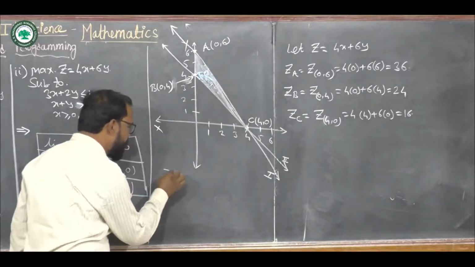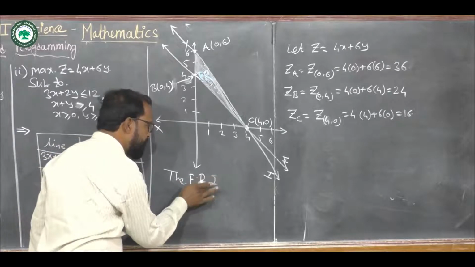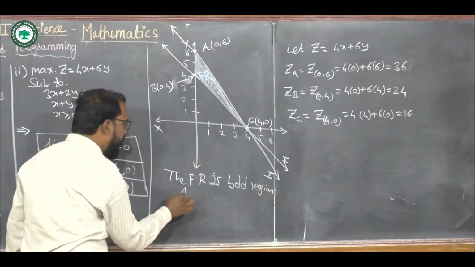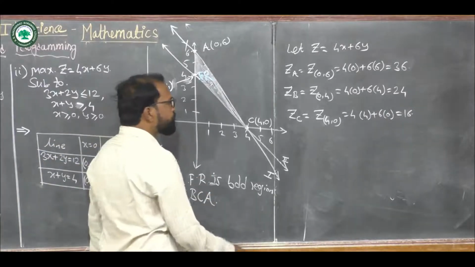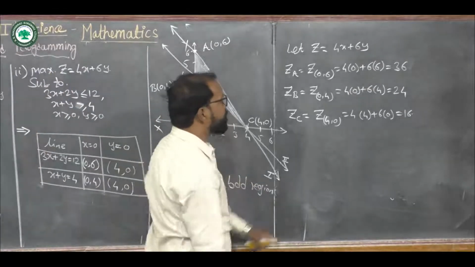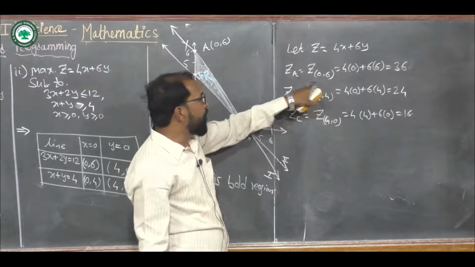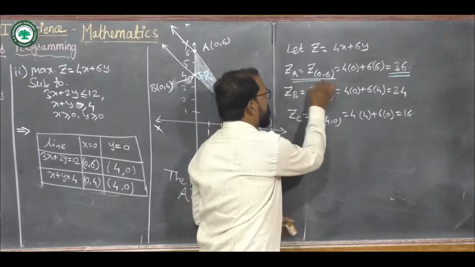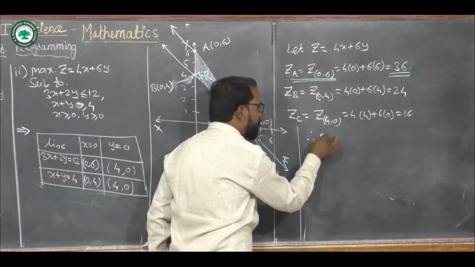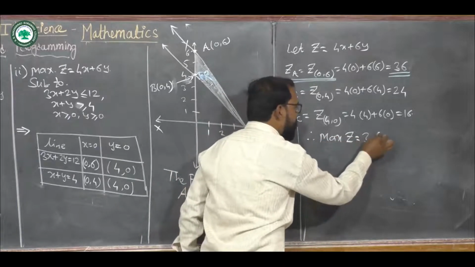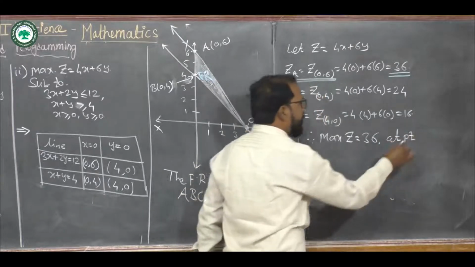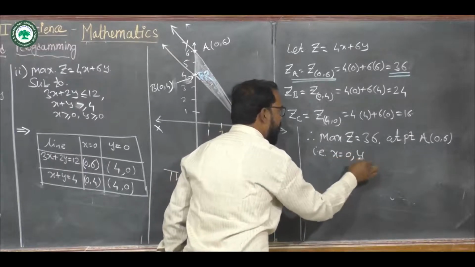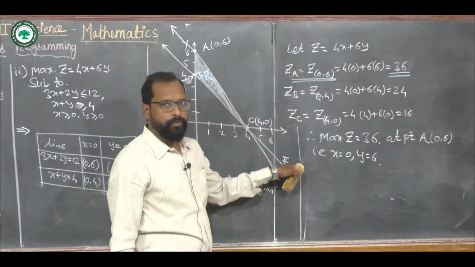Now here we write that the feasible region is a bounded region A, B, C, A. Now the objective function is of the maximization type. Since the maximum value of z is 36, which is at point 0, 6, we write the solution: therefore max z equals 36 at point A 0, 6, that is when x equals 0 and y equals 6. This is the solution of the given LPP.